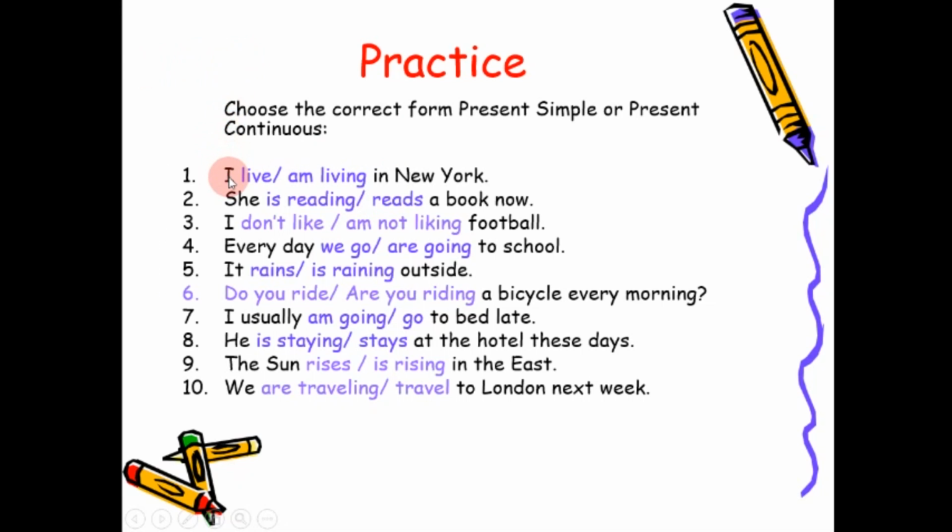First question: I live or am living in New York. Here the answer is live. I live in New York. Number 2, she is reading or reads a book now. Here is now. The answer is reading, present progressive, because of now.